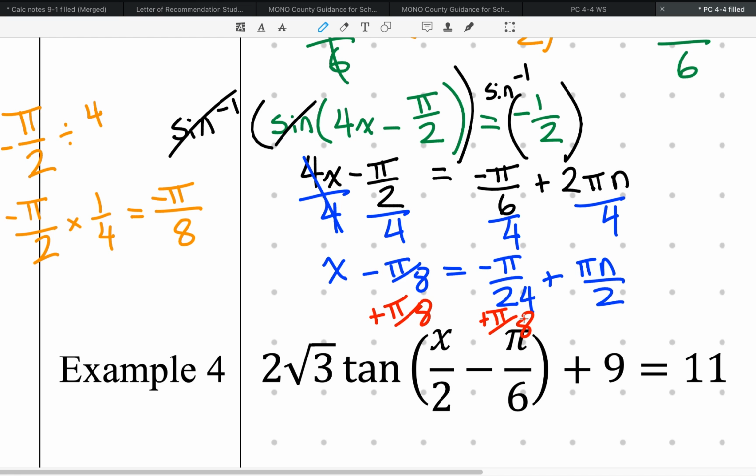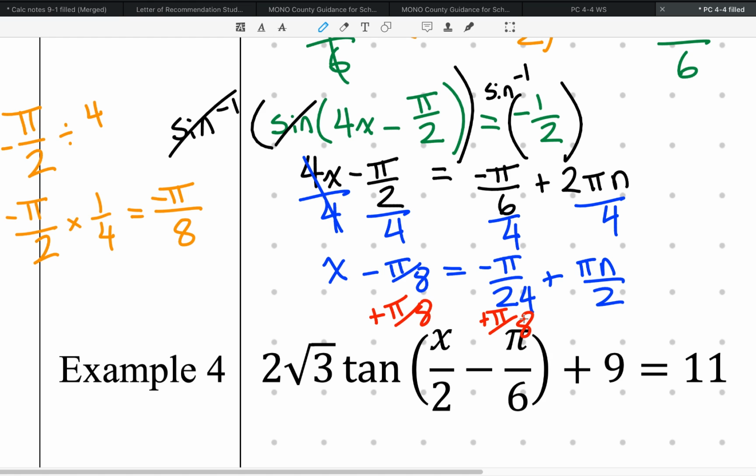And there is a question now of what are your like terms? Because that is not a variable. They both have pi. Should I add this pi over 8 to the negative pi over 24? Or should I add the pi over 8 to the pi n over 2? Generally speaking, never the thing with the period. This is the thing that just generates your infinite set. This is just affecting your, I'm using air quotes, principal value. So really add these two together.